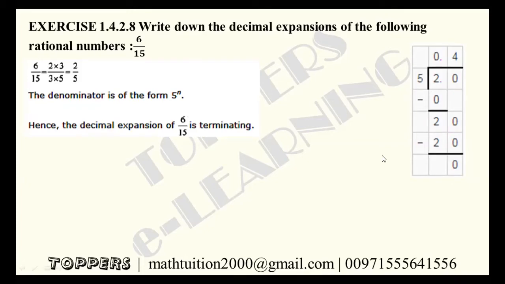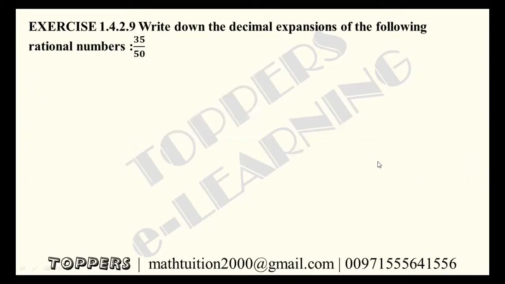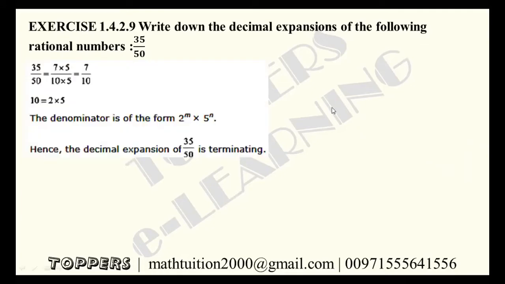Okay, ninth question. 35 by 50. What is the prime factorization of 50? That is 10 times 5, right? In the numerator we can simplify. So we end up with 7 by 10. When we do the prime factorization of 10, we get 2 times 5. It is in the form of 2 raised to m into 5 raised to n. So it is a terminating decimal expansion. Let us do the normal division.